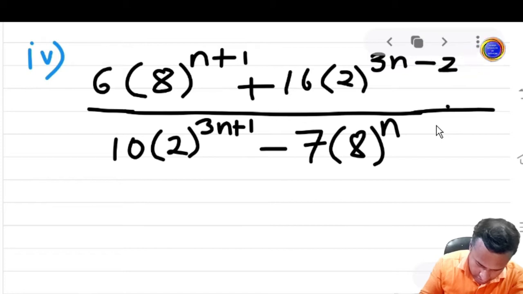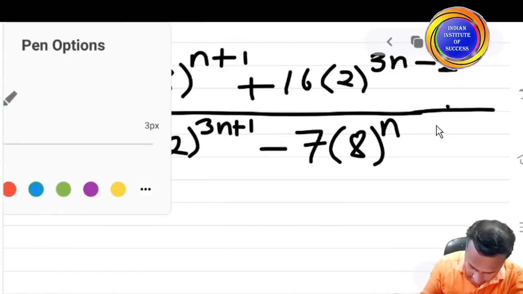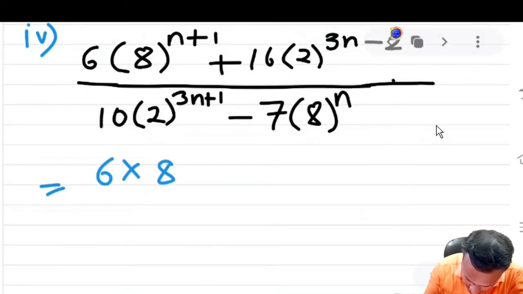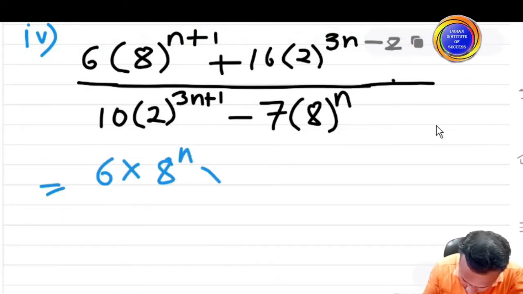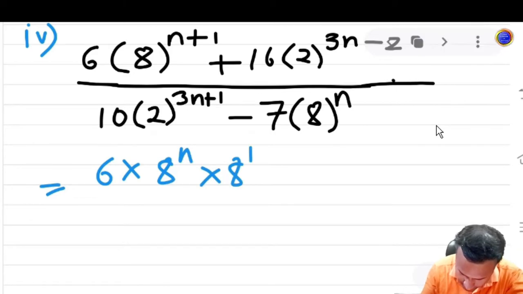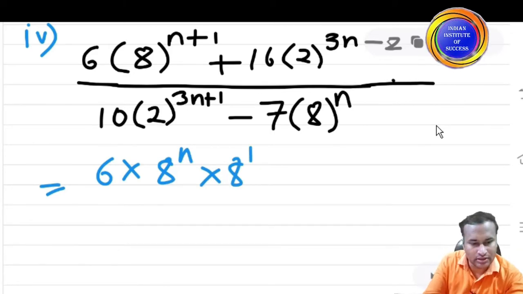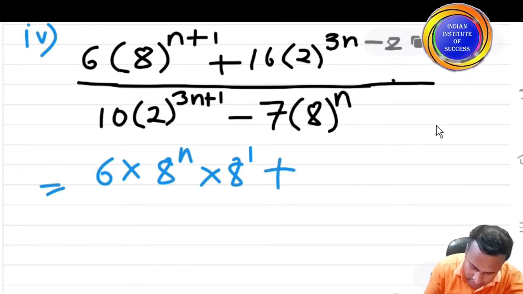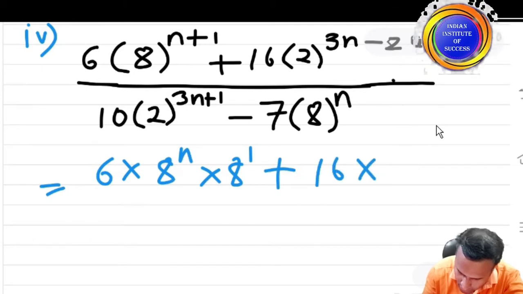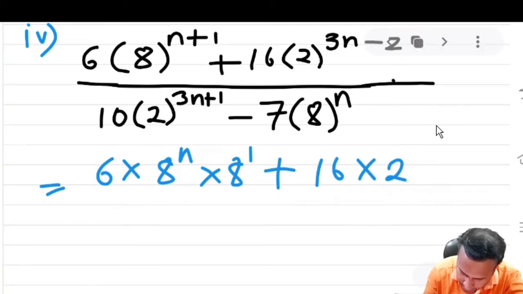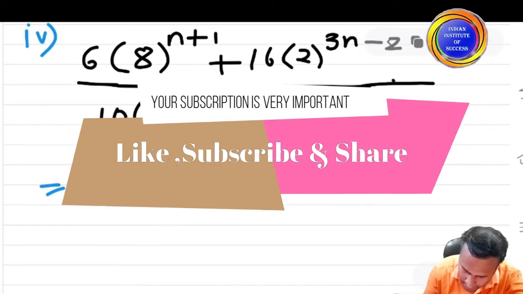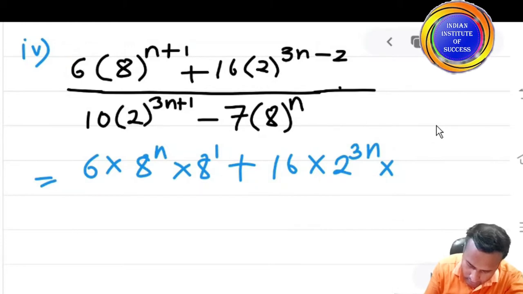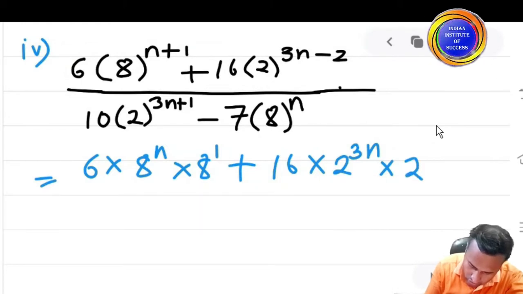Now here also we will take something. Okay, 6 into 8 raised to power n into 8 raised to power 1. So all terms are multiplied now. I have taken out. Okay, plus 16 into 2 raised to power 3 and minus means 2 raised to power minus 2.